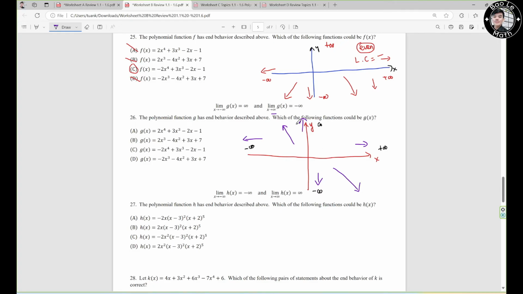So we see that they have opposite end behavior, which means it should be odd degree, right?